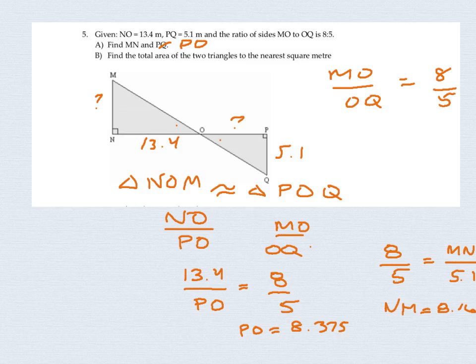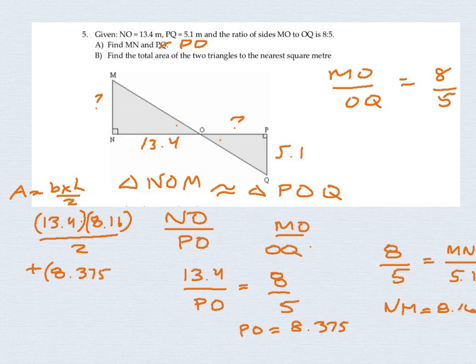To finish the question, you need to do the B part. It says find the total area of two triangles. Total area. Area is equal to the base times the height divided by 2. The base of 13.4 times the height, MN of 8.16. Multiply those together, divide by 2, and add to that. Other side, the base would be PO, 8.375, times that by its height, 5.1, and divide that by 2. And we'll add them together.